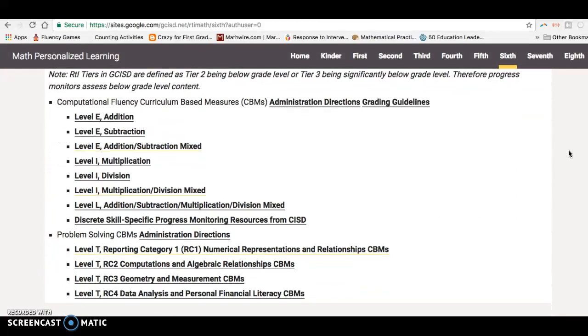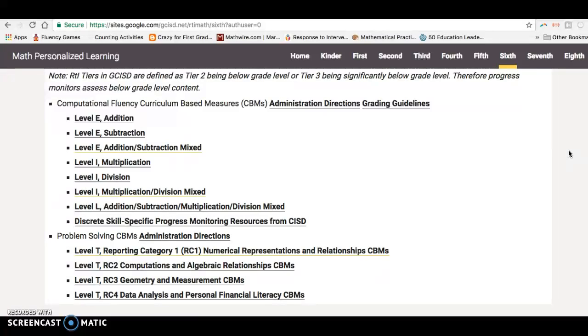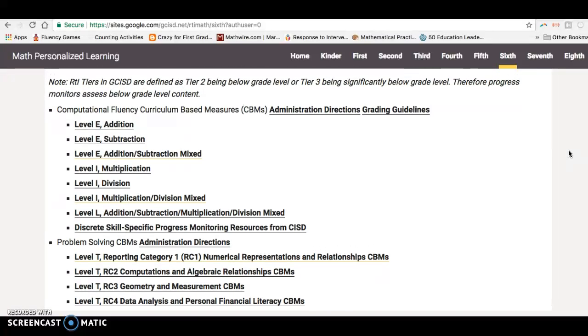And so as we look at the progress monitoring tools that are available for this grade level, and remember these are built so that all this is tier 2. If we had a student who was tier 3, we would go to a lower grade level, which we did for one of the students in this example.